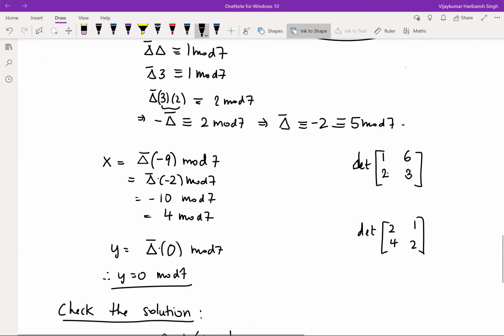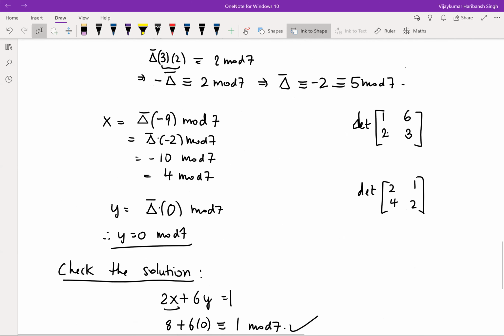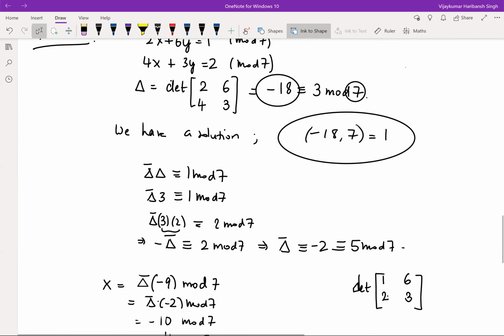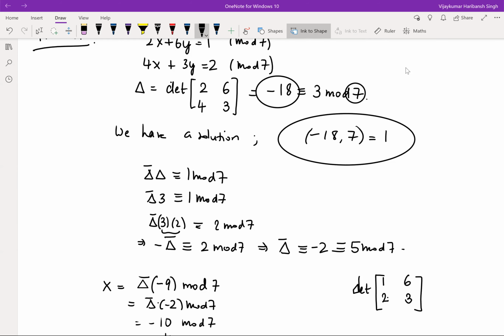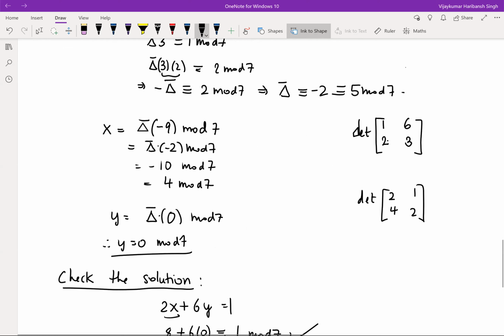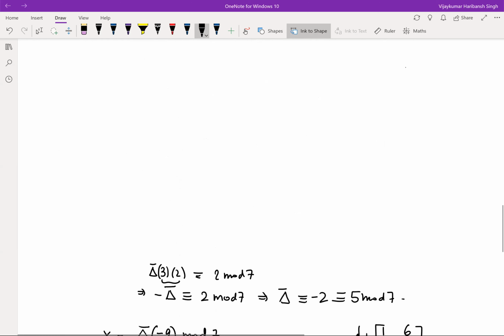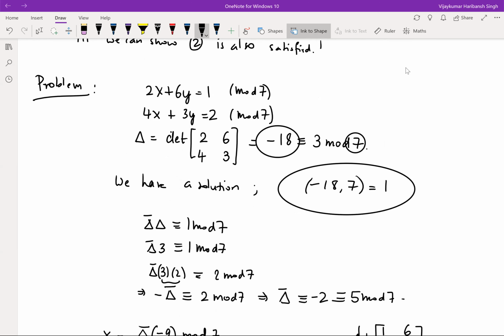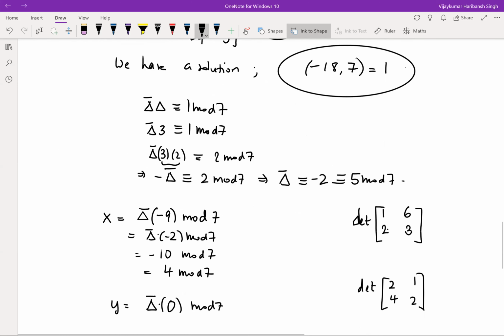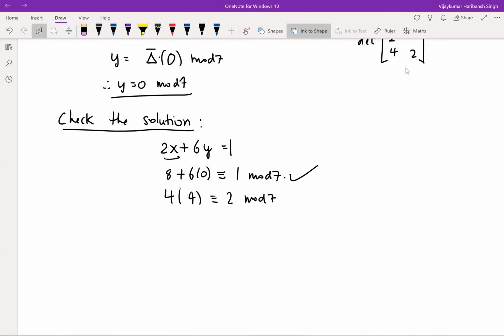Similarly, if you look at the second equation, 4x plus 3y, with x also 4 and y 0, that is 16, and 16 is 2 mod 7, right? And if you look at this equation again, it is 2 mod 7, so that is also satisfied. So indeed, this is a solution to this.